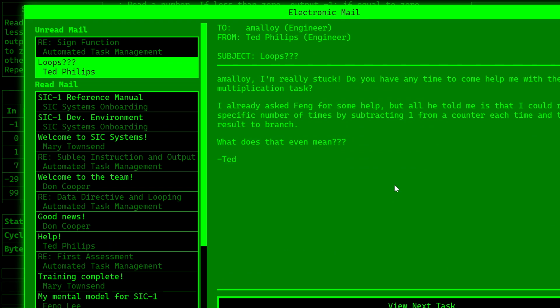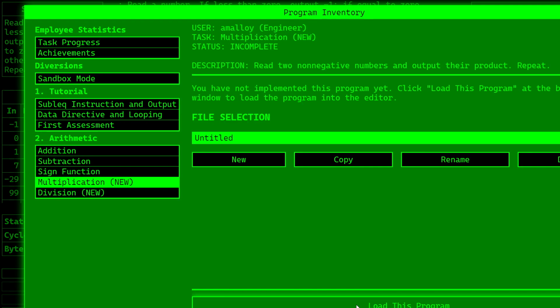Really stuck. Do you have time to look at a multiplication task? Asked Fang, but he said run a loop, you idiot. Ted's a little clueless, huh? Read the non-negative numbers, 2 non-negative numbers, and output their product. Repeat. Okay, sure. We can do that tomorrow.